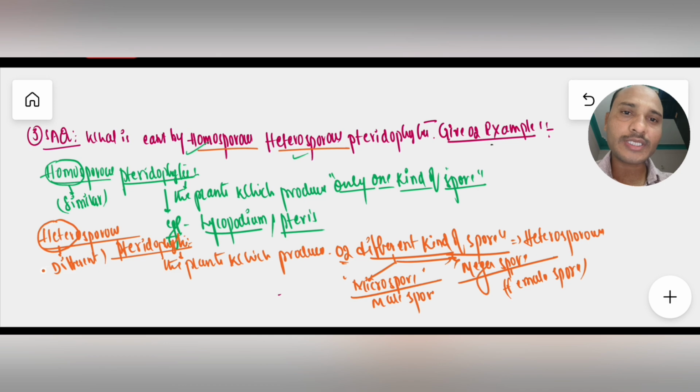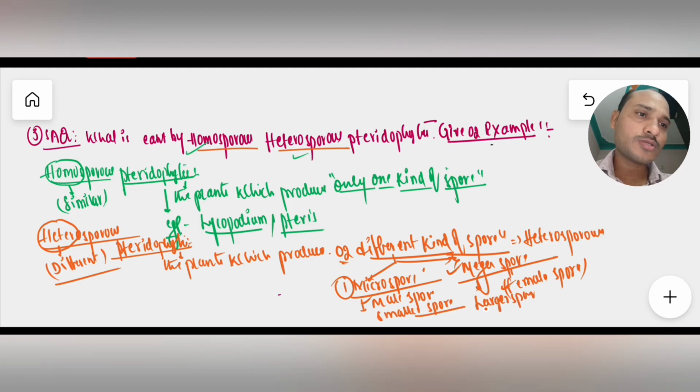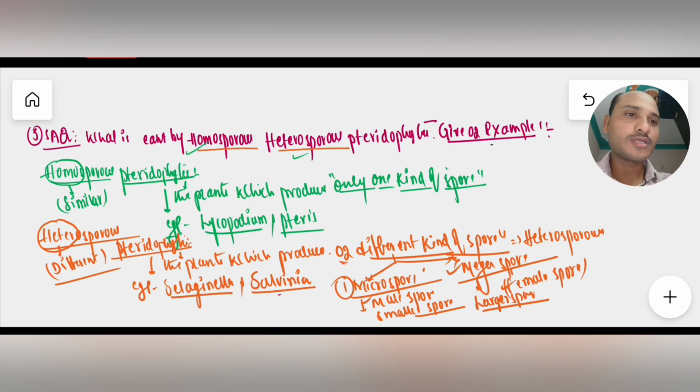Here two different kinds of spores, hence they are called heterospores. One kind is the microspore, a male spore, small in size. And mega are female spores, larger in size. Remember, larger and smaller spores. Examples of heterosporous pteridophytes are Selaginella and Salvinia. These two are examples for heterosporous.